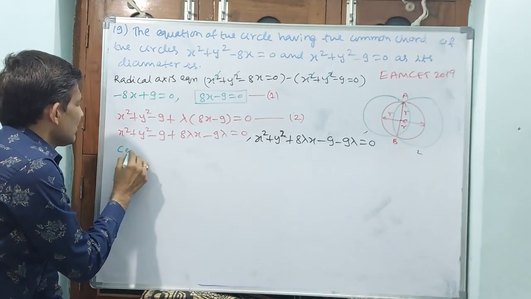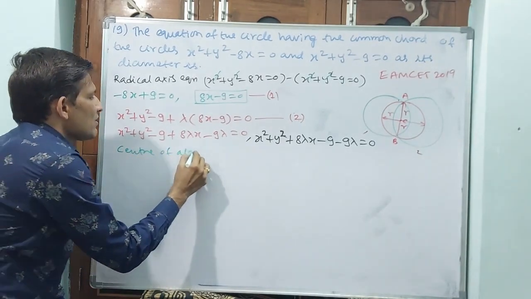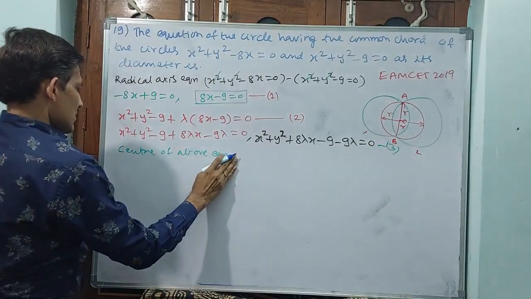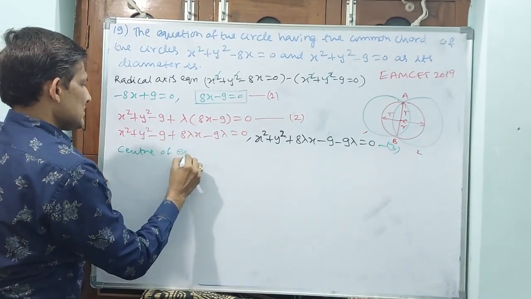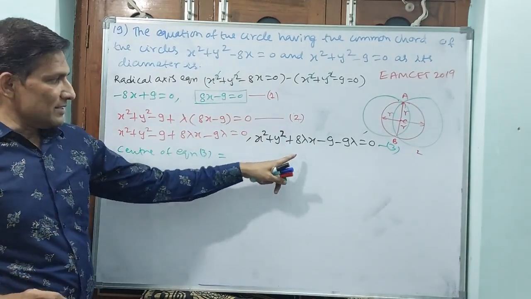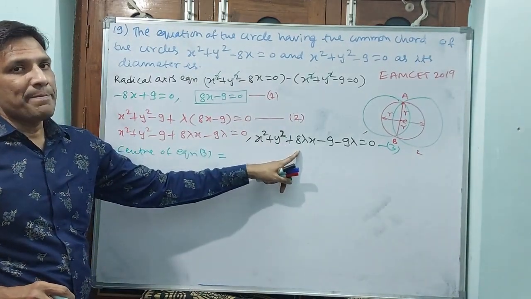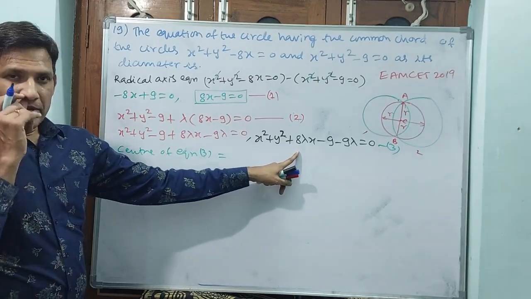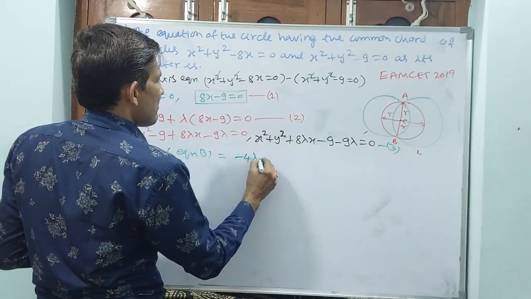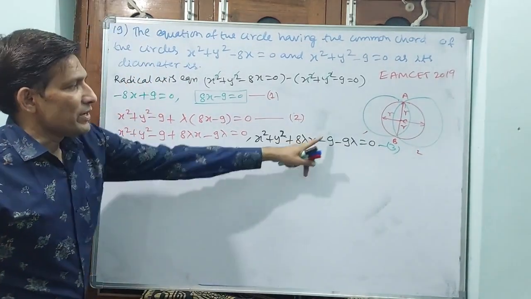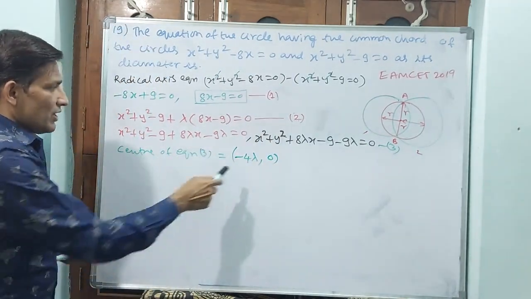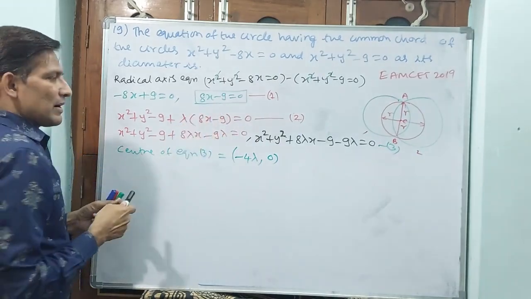Center of the above equation. That means this equation. Or else you take this as equation 3. Center of equation 3 is equal to, what is center? You see, x square plus y square, but x coefficient means 2g. 2g will be 8 lambda, g will be 4 lambda, minus g will be minus 4 lambda. This is x coordinate. Is there any y coordinate? No, y is not there. That means 0.